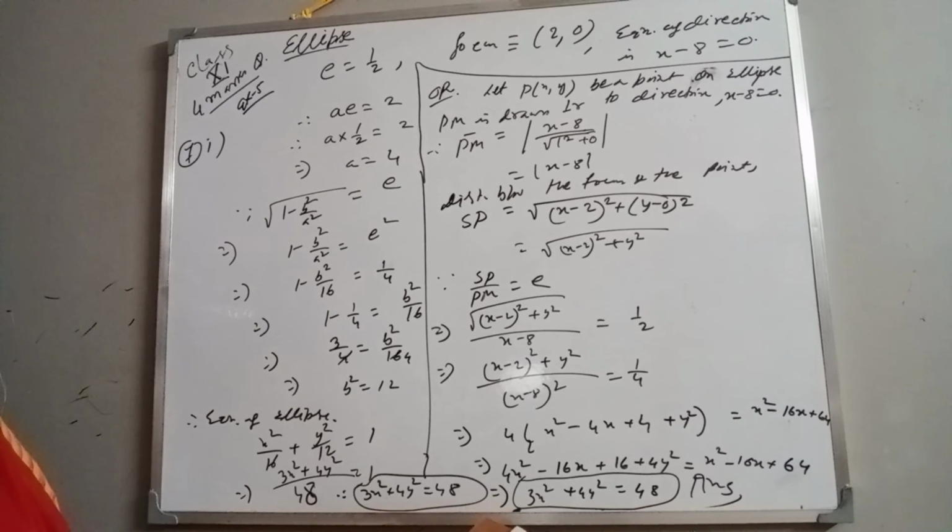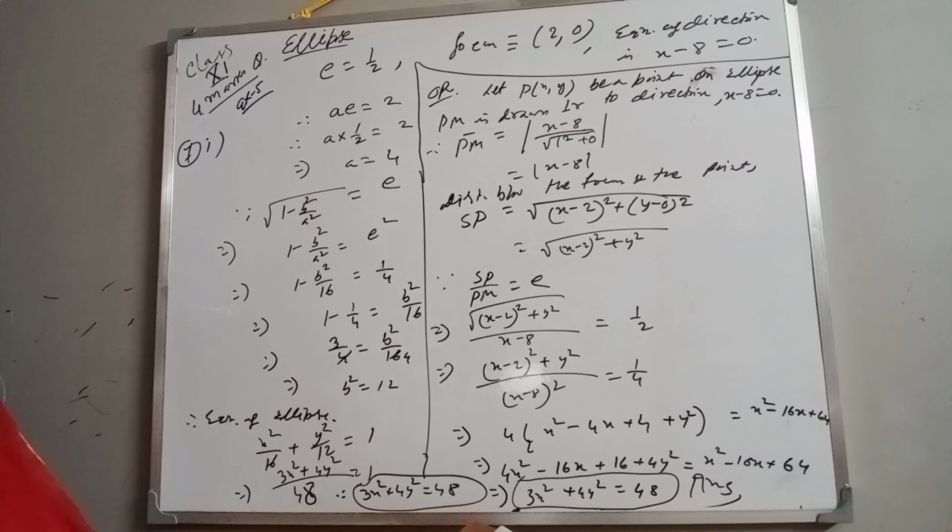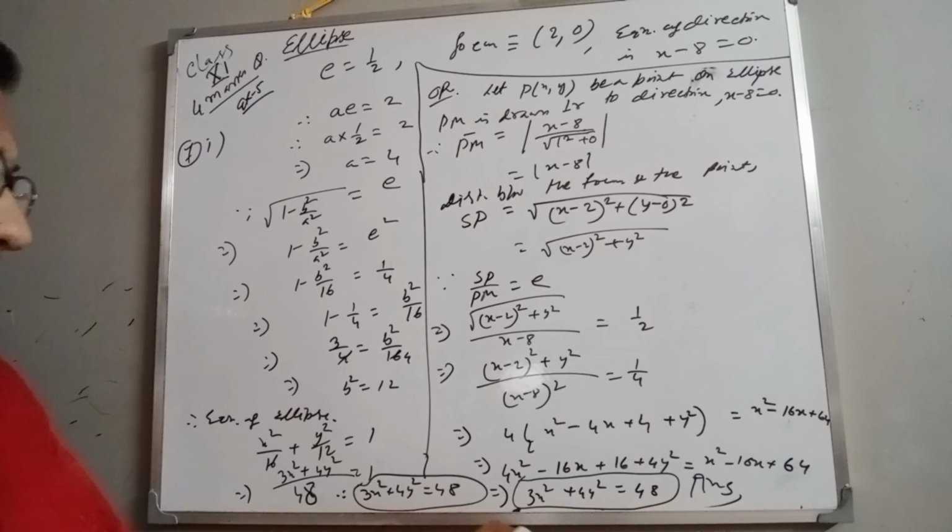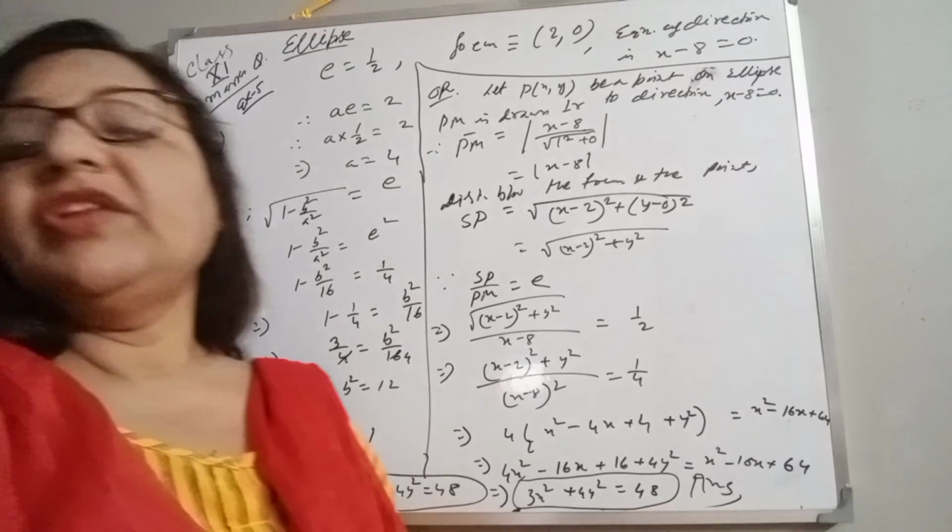We have to find the point that moves so that its distance from (0, minus 3) is 1 by root 2 times its distance from the line. Okay. So we have to find the distance between the point (0, minus 3) and the moving point, and the distance of the point from the line. That is 1 by root 2 times of this. Locus of the moving point means the equation of ellipse we have to find out.